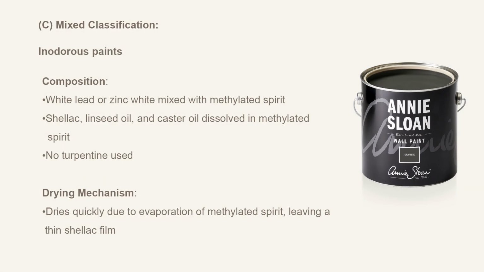Next, we have interiors paint. These paints are made with white lead or zinc white mixed with methylated spirit. They also contain shellac, linseed oil, castor oil dissolved in methylated spirit, drying quickly without the use of turpentine. They leave a thin film of shellac and are perfect if you need a quick drying option without the strong paint smell. Furniture restoration often uses these paints.